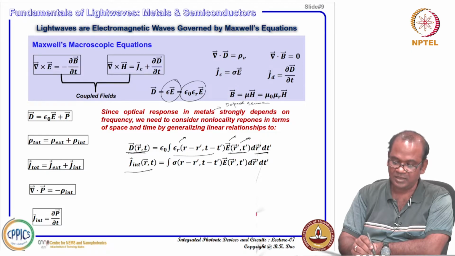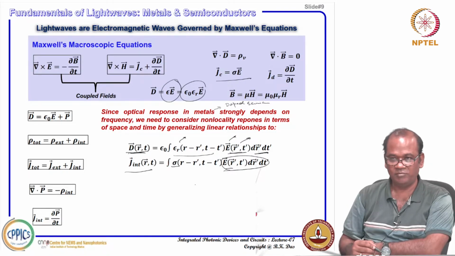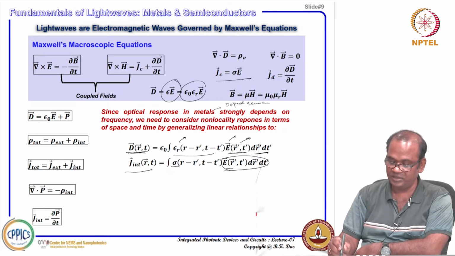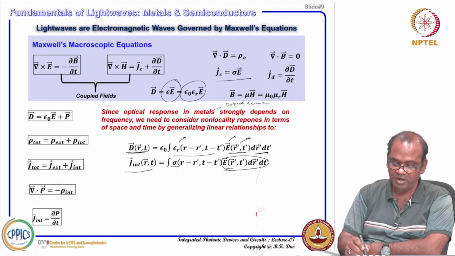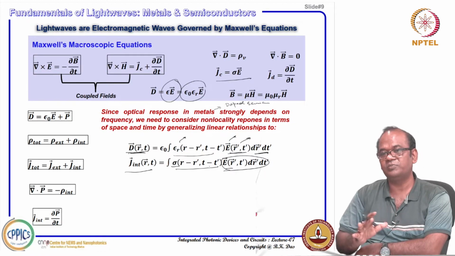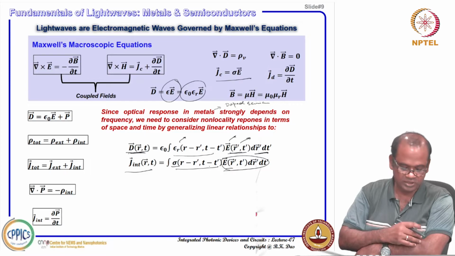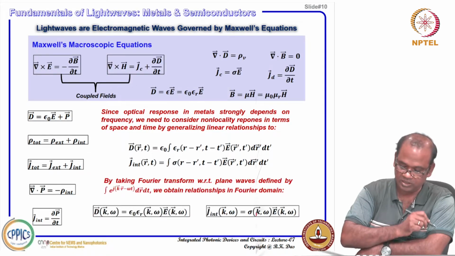Similarly, for current density we know sigma times E, where E varies everywhere, integrating over dr dt, and you find the value at r and t through the conductivity. So in principle you have to take this into consideration for the displacement vector and current density. Here we are considering internal current density, as we discussed earlier.